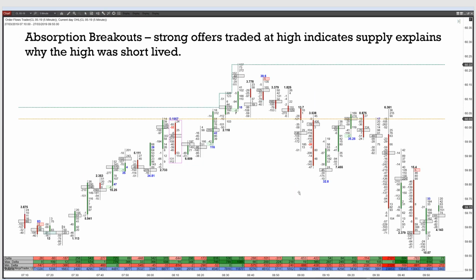All right, so this is the last chart here, I think. Strong offers traded at high indicate supply, which explains why the high was short-lived, right? So you hit your high. These are trap traders up in here, right? All these guys buying this high, thinking the market's going higher. This is what you talk about when people say trap traders. Now, I do like that you have this supportive buying in here, and this is the problem with breakouts, right? You run into these areas where the breakout just ends. All these people, they're buying it here. They're all excited. They're buying it.